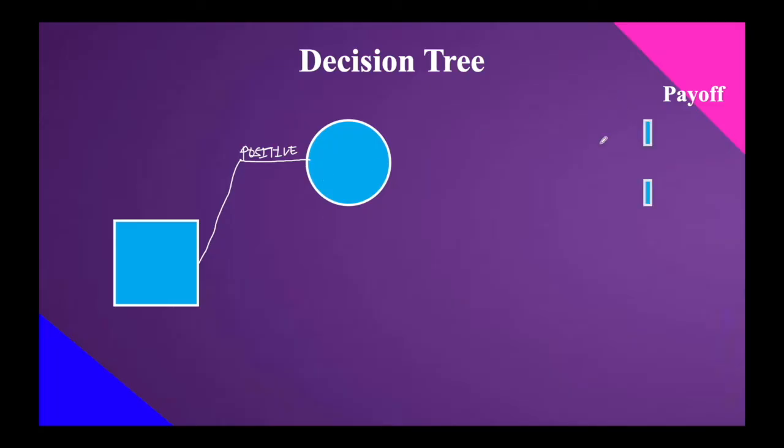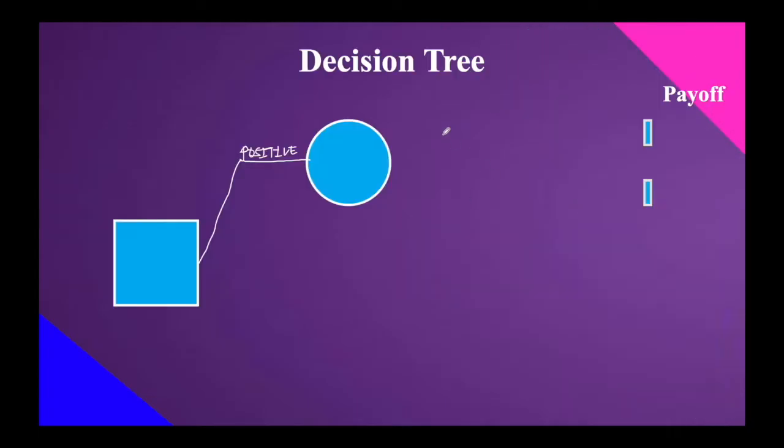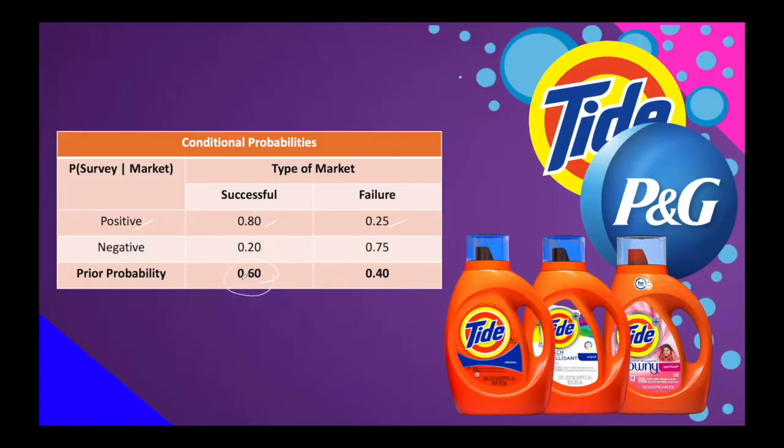And of course, itong positive na yan, diba, kung babalikan natin yung table, we have type of market na successful and failure. Okay? This is the payoff. So, i-connect natin ito sa ating circle na node, sa event node. Again, event node is also called as the chance node. Okay, so sa taas, this is successful. Okay, successful, and the probability of success, as you can see on our table, that is 0.6.